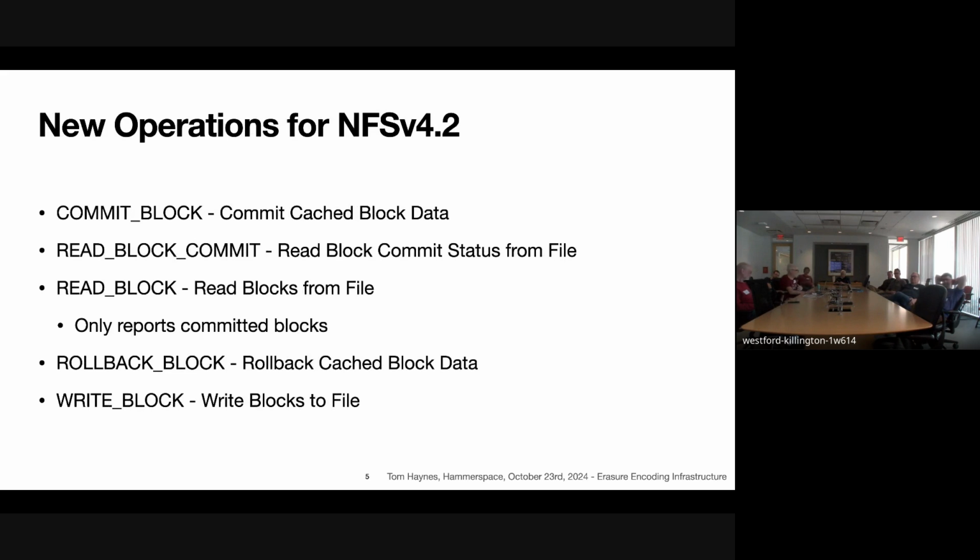So there are five new operations: commit a block, read a block, commit. Think of it as reading the header status, but not the data of what's at the block location. Read block and rollback block, where rollback will allow us to roll back cached data that's not committed. And again, we're stumbling over terms that may indicate we need to just read, right? And write block, which writes blocks to a file.